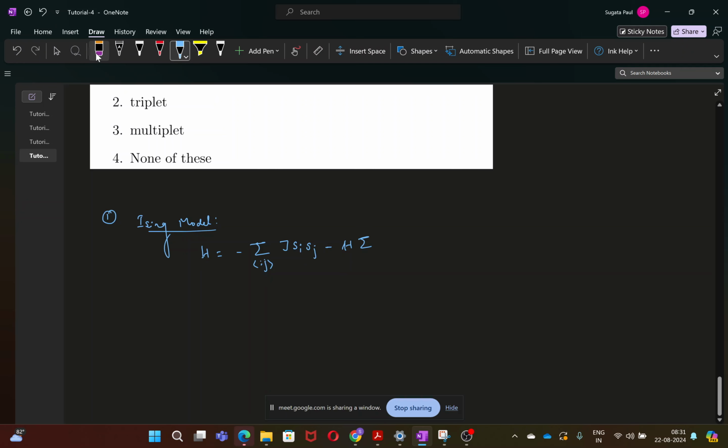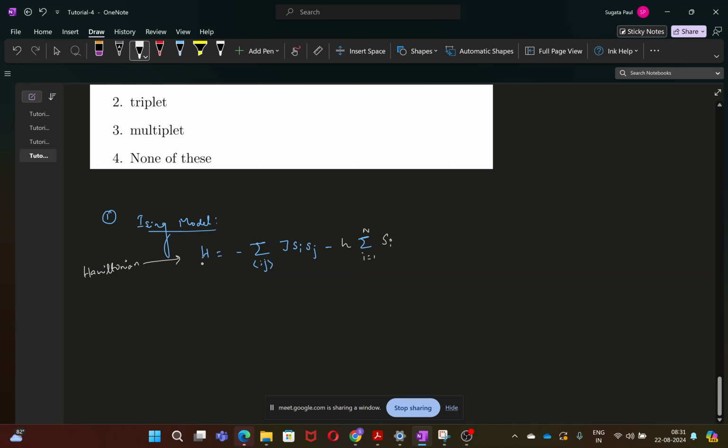Let's say we change it to this external field, we change it to small h so that there is no confusion between the Hamiltonian H and the field h. The sum runs from 1 to 8, this one. So this is the Hamiltonian for an Ising model, the standard Hamiltonian form. You are probably familiar with it.